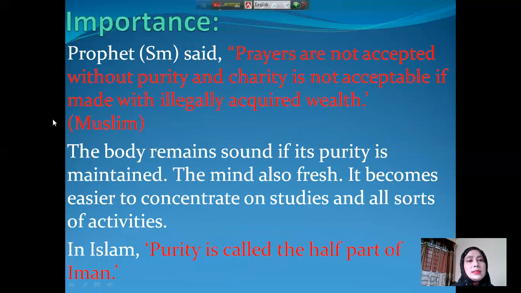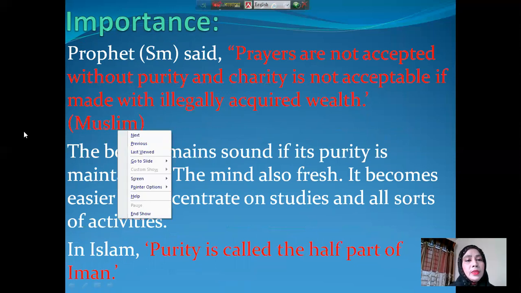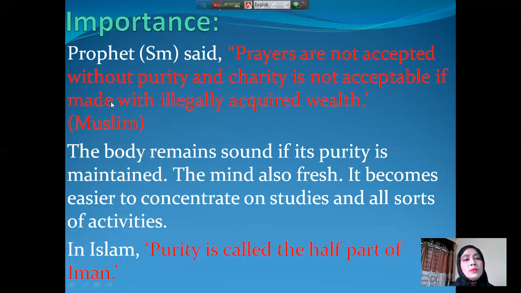Then importance. Rasul Sallallahu Alaihi Wasallam said, prayers are not accepted without purity, and charity is not acceptable if made with illegally acquired wealth. We are getting this hadith in Muslim Sharif. Then the body remains sound if its purity is maintained. The mind is also fresh, it becomes easier to concentrate on studies and all sorts of activities. In Islam, purity is called the half part of Iman.